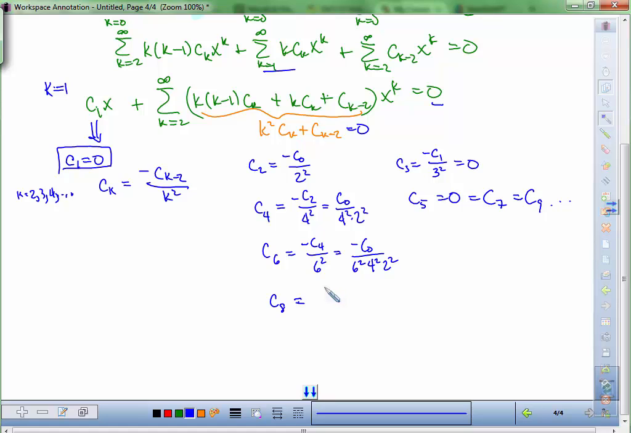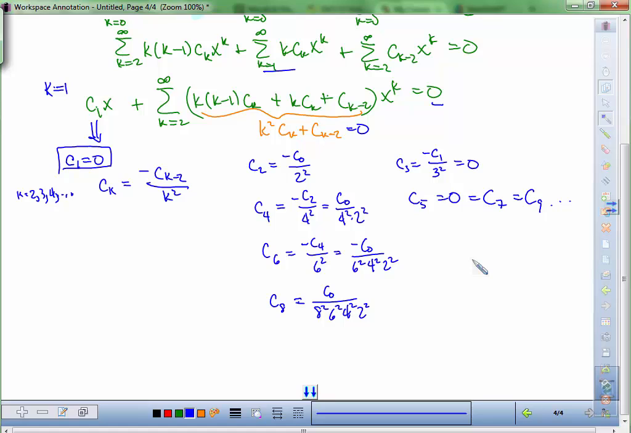Positive or negative? Positive C naught. Why? Because it's negative, positive, negative, positive, so it looks like it's switching off. And then what's down here? 8 squared, 6 squared, 4 squared, 2 squared. All right.